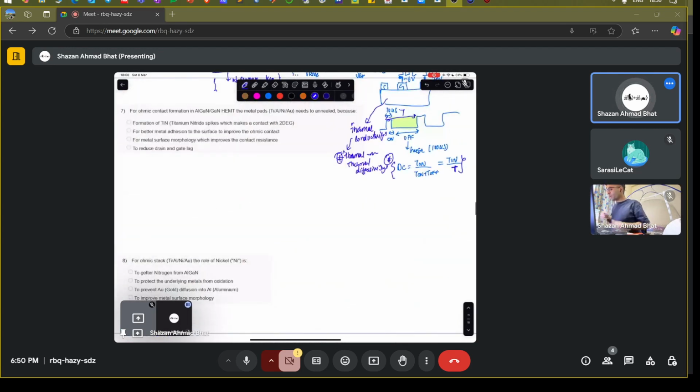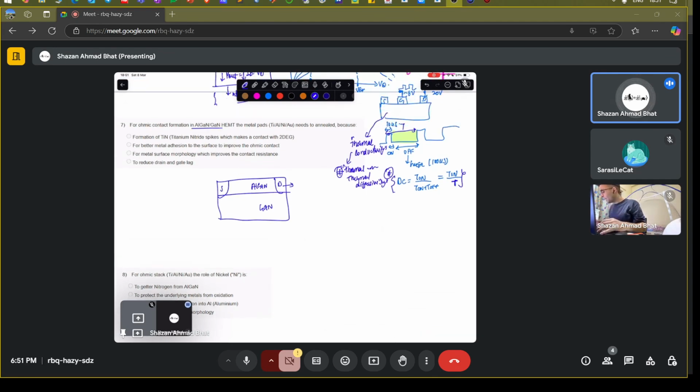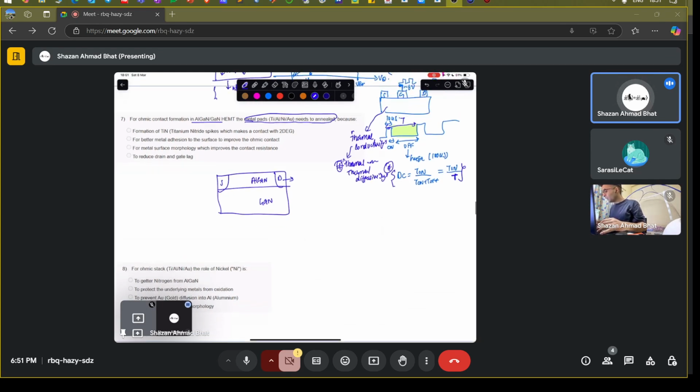So what happens basically? For the contact formation, you want the ohmic contacts to form. Let's say this is the AlGaN layer, this is the GaN layer, and these are the contacts: the source and the drain. For ohmic contact formation on AlGaN, the metal pads need to be annealed, and you use titanium, aluminum, this particular stacking of the metallic layers.